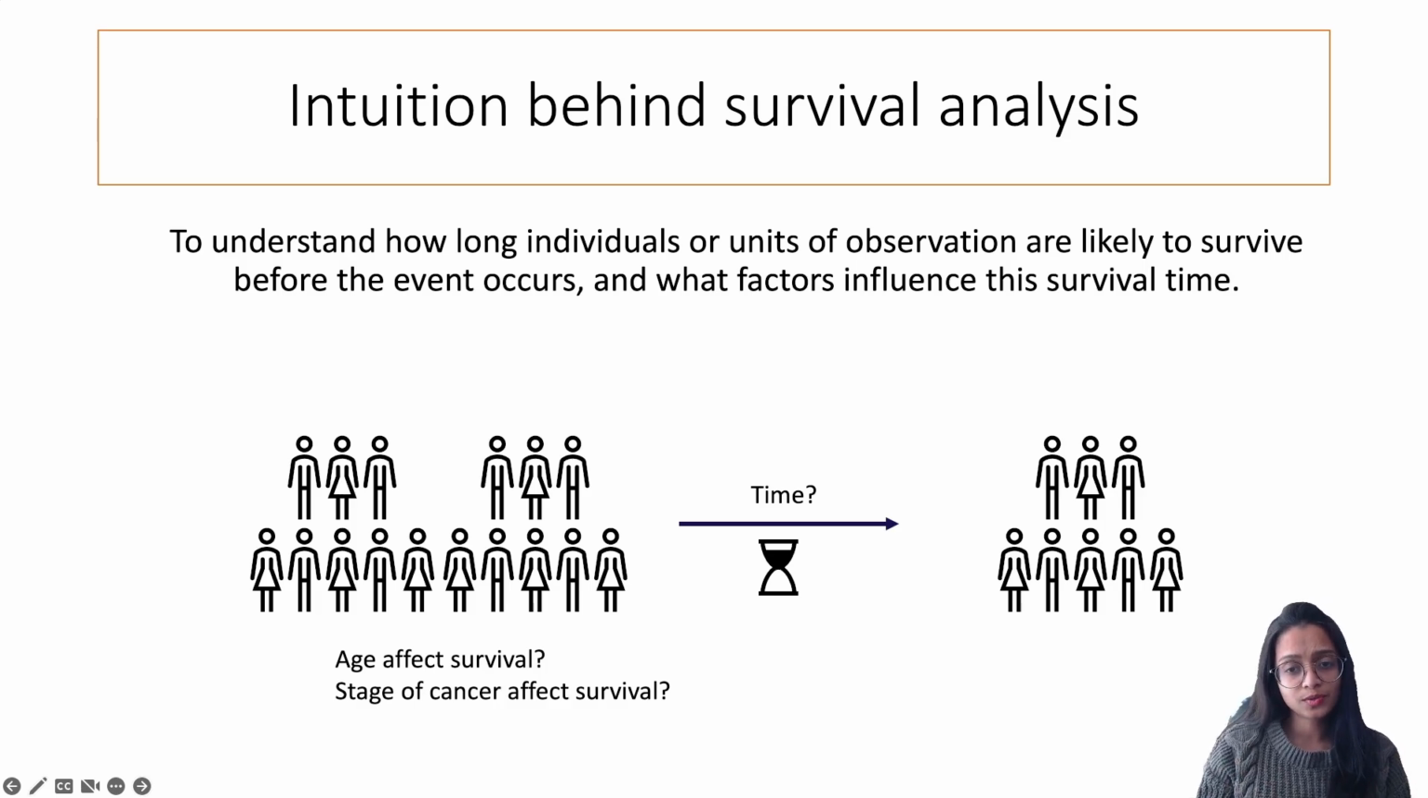We can also use survival analysis to identify factors that might affect survival time. For example, we might find that patients with more advanced cancer stages have shorter survival time, or that older patients have shorter survival times than younger patients. Overall, survival analysis is a powerful method for studying the time it takes for important events such as survival or recovery to occur, and for understanding the factors that might influence these events.